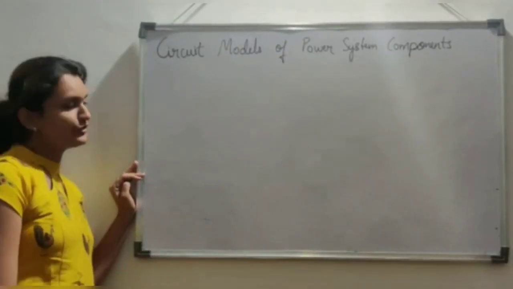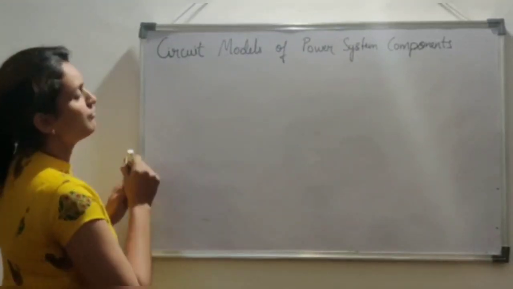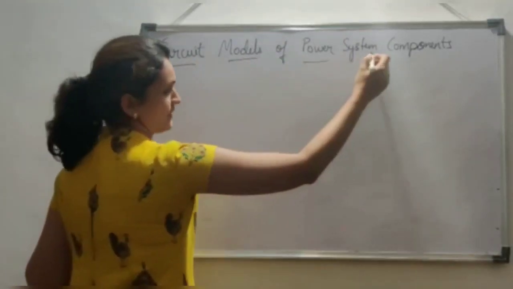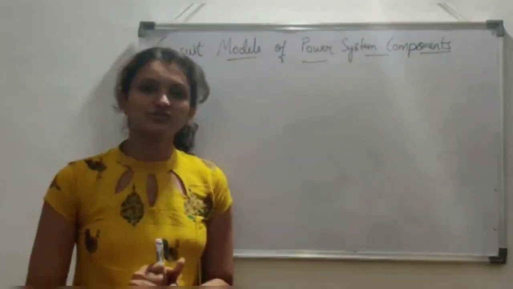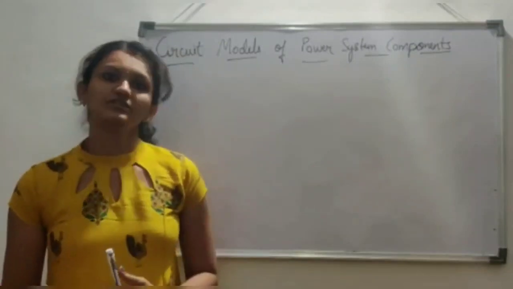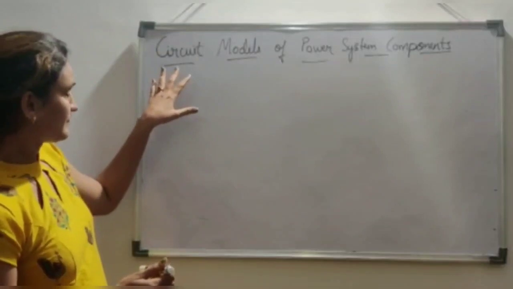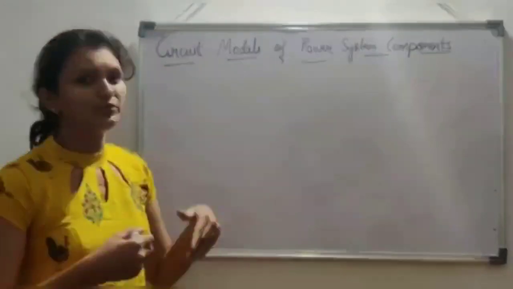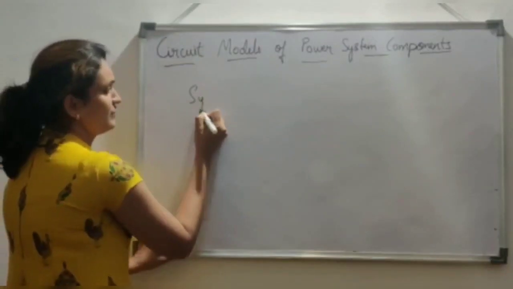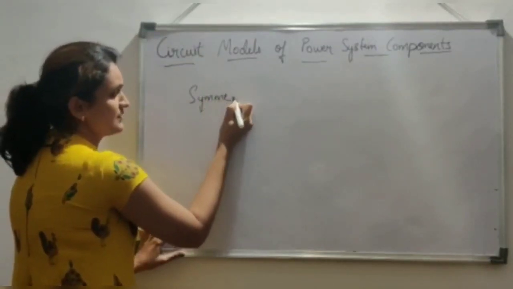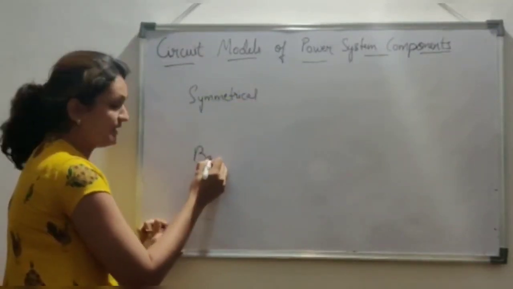This is Akshita. In today's video, I am going to cover the topic circuit models of power system components. So we know that a power system mainly consists of generating station, transmission line and distribution system. When you are going to do a power system analysis, you need to understand before that what is a symmetrical system and what is a balanced system.